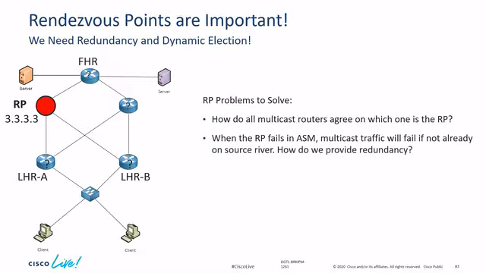The other problem is what happens when that rendezvous point fails. If we fail with any source multicast, for flows that are not already built, we're just done. Those flows will never get built because they have no way to find their sources. So how do we provide redundancy for that rendezvous point? Those are the two problems we're trying to solve.